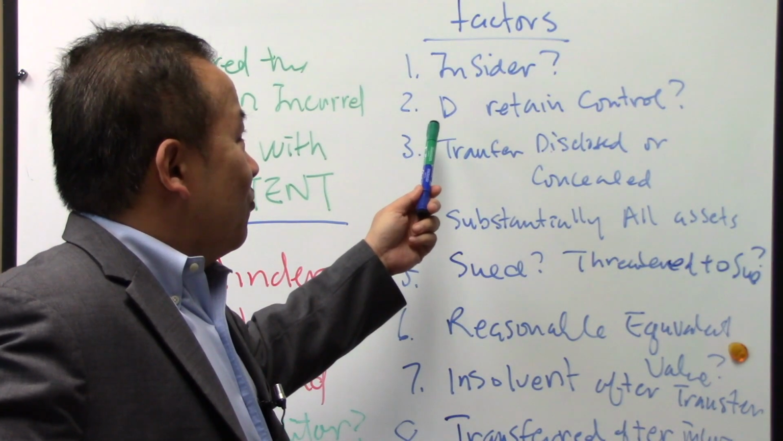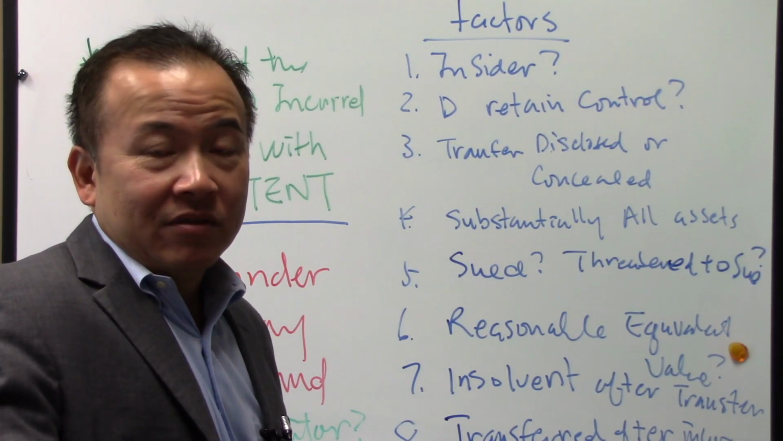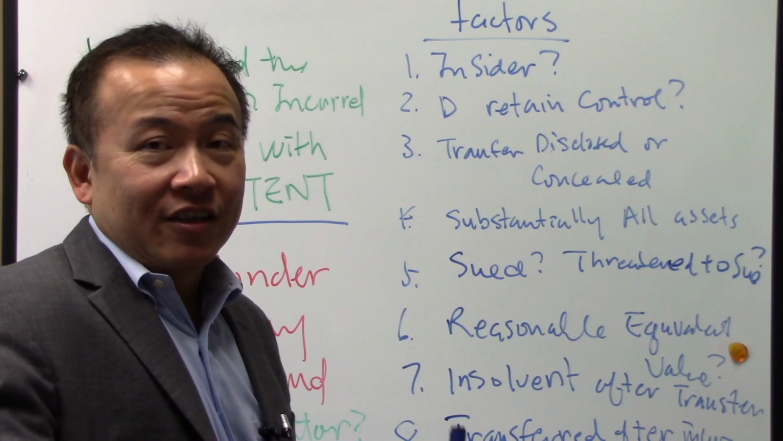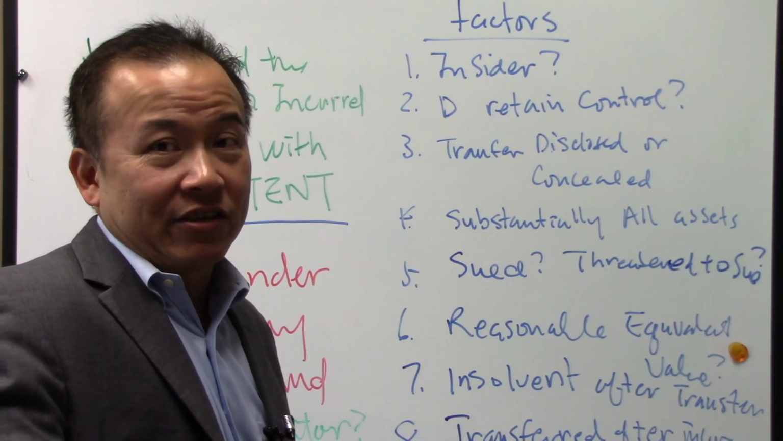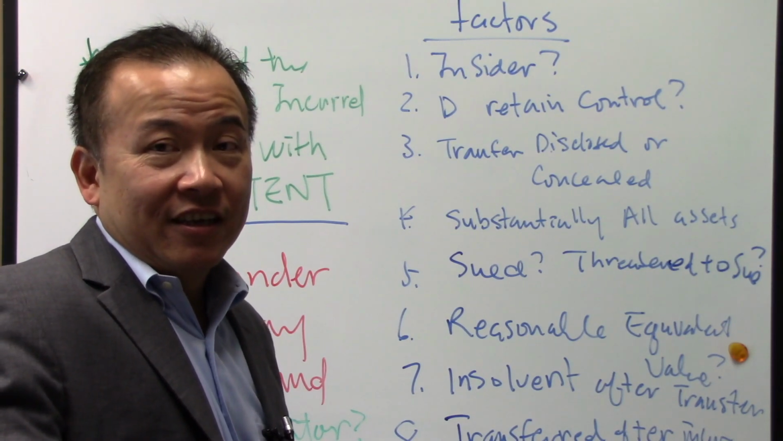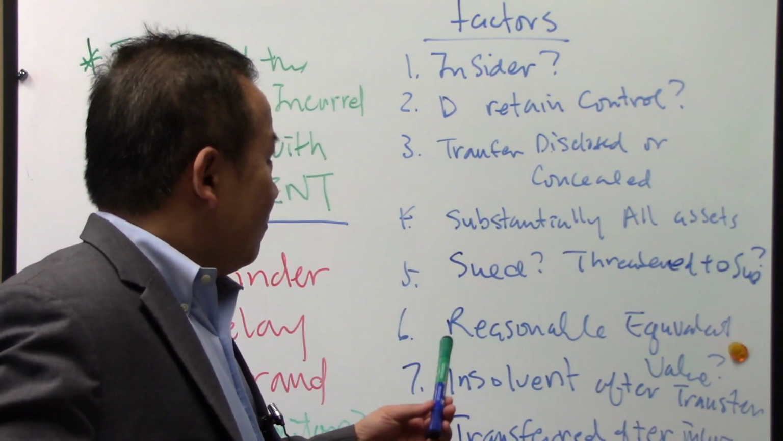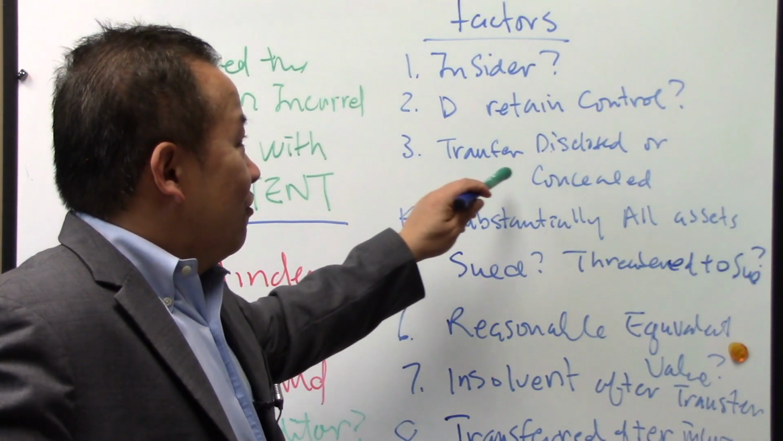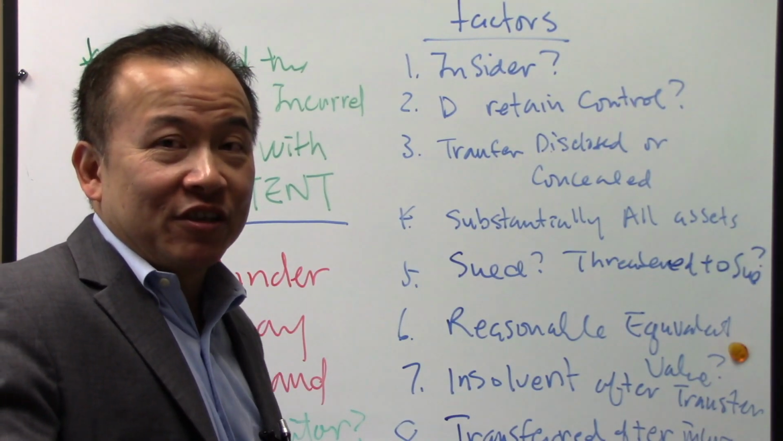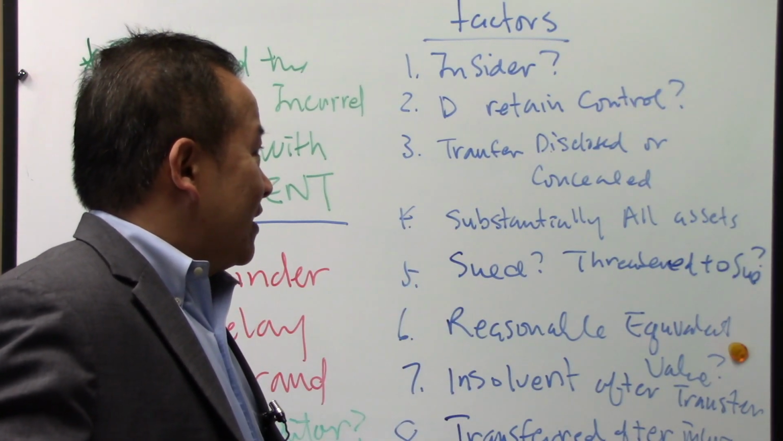The number 2 is whether or not after the transfer the debtor still retains control. For example, if the debtor transfers to a company and he makes himself a board director or officer, or even a shareholder of the company, then obviously he retained control of the property transferred. Number 3: whether the transfer was disclosed or concealed. 99.99% of the time, the transfer was never told to the creditor. You can bet on that. So that's kind of easy to prove.